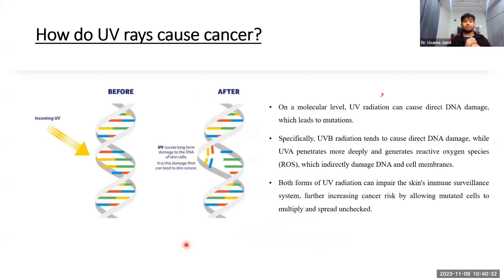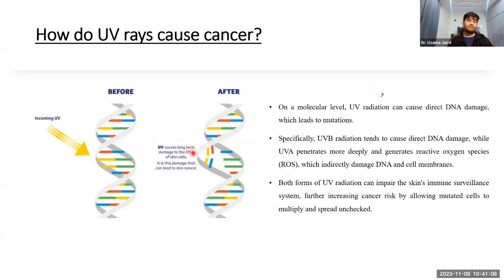So how can UV cause cancer? This is our DNA. If we magnify it and look under the electron microscope, this is the normal structure of the DNA, and this one is damaged DNA. Here you can see this pattern is broken, and this strand is separated from this one. So what happens is incoming UV light directly targets the bonds between these nucleotides, leading to their separation, and this way the DNA gets damaged.